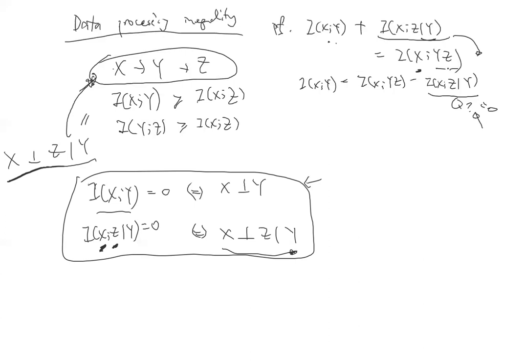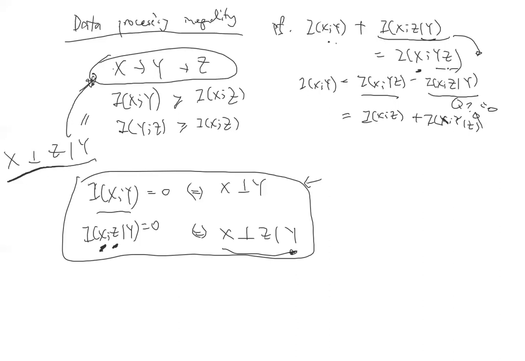Then I only have this one here, but I can expand this in the other way, right? So I can expand it as I(X;Z) plus I(X;Y|Z). Now, because mutual information, conditional mutual information, entropy, everything should be positive, at least for discrete random variables. Actually, by the way, the nice thing about mutual information is that it's positive even for continuous random variables.